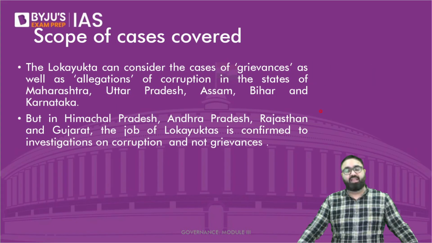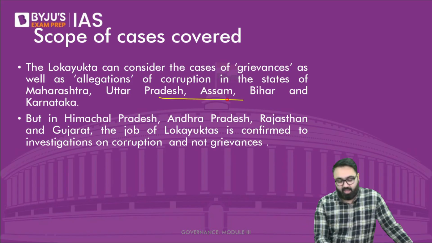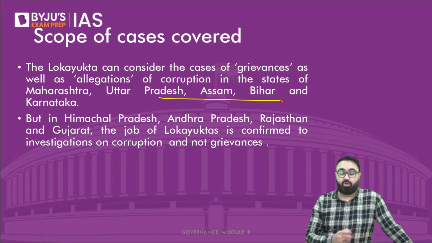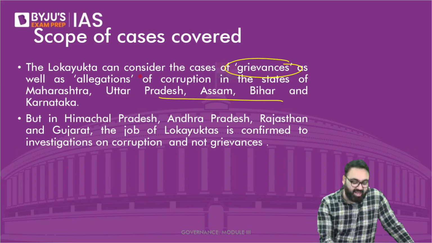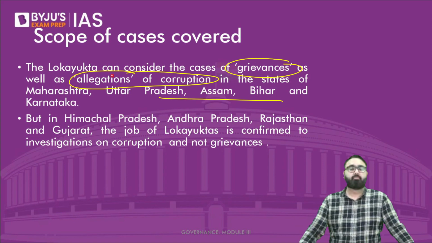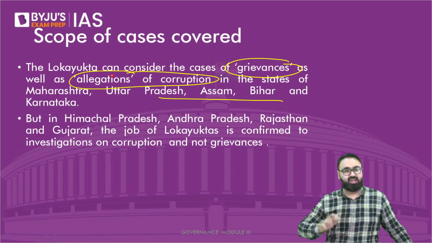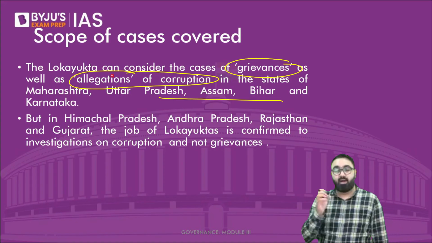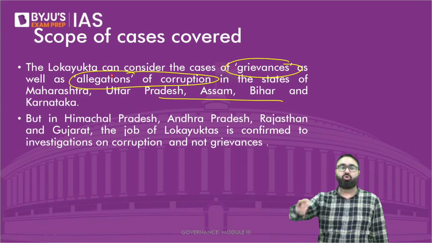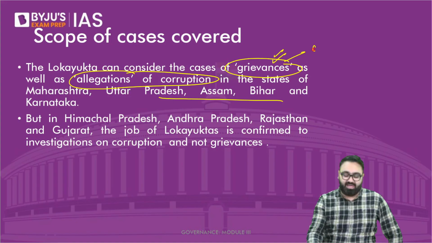Also, what kind of cases can be covered is different. For example, in case of UP, Bihar, etc., Lokayukt can cover grievances and allegations of corruption both. Now, what is the difference? Let's try and understand. Allegation of corruption, as we have been discussing, is a government officer asking for a bribe, money exchange. That is fine. But in some states, Lokayukt can also take up complaints of grievances. What is grievance? Let's say you have a complaint against the government.